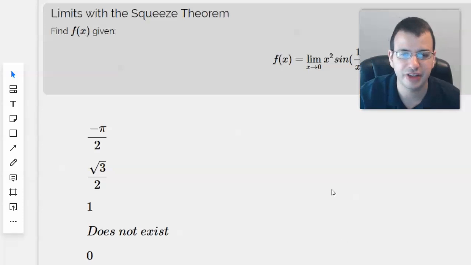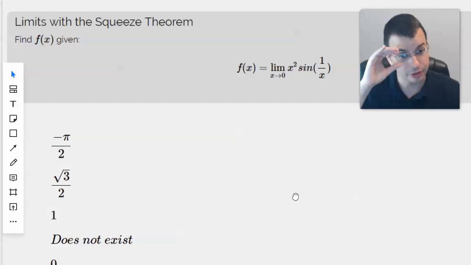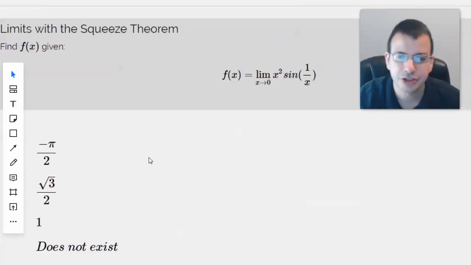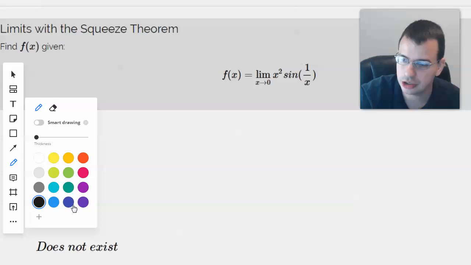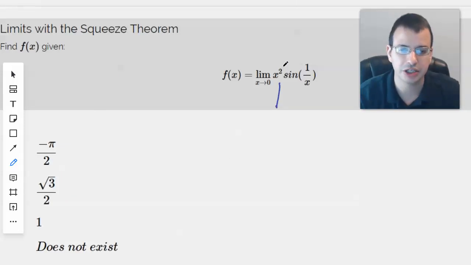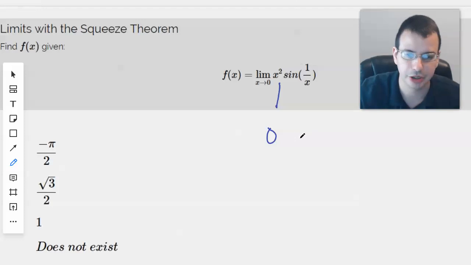Find f of x given that f of x equals the limit as x approaches 0 of x squared sine of 1 over x. Okay. So the issue here is this x squared. As x approaches 0, this will approach 0, or 0 squared if you prefer, but 0 is probably good enough.